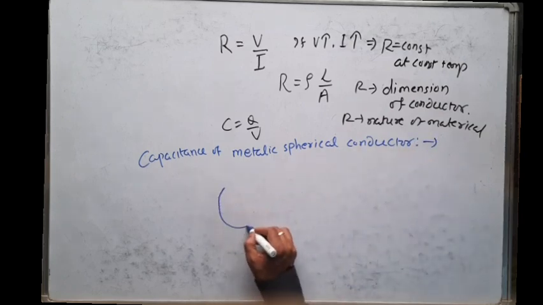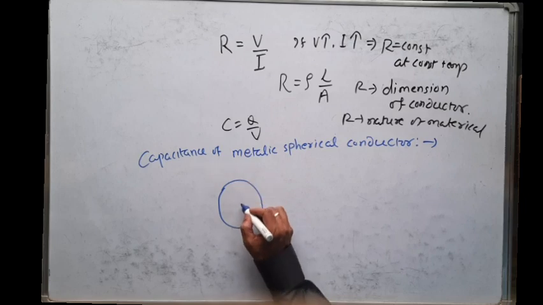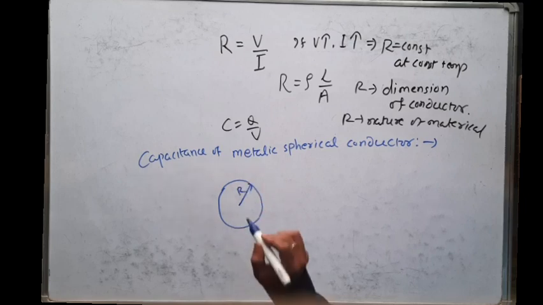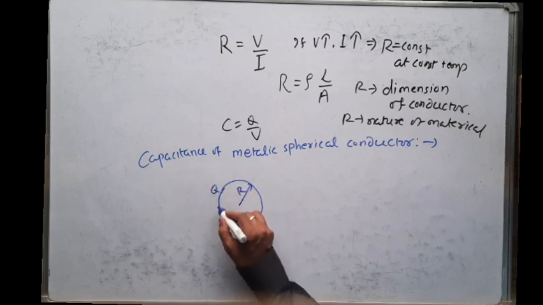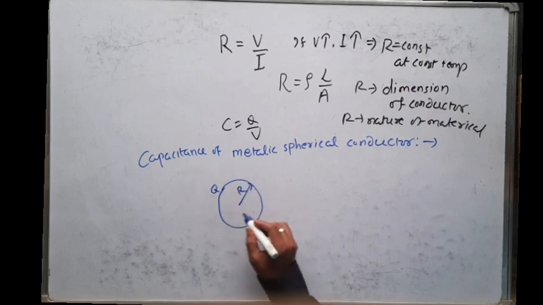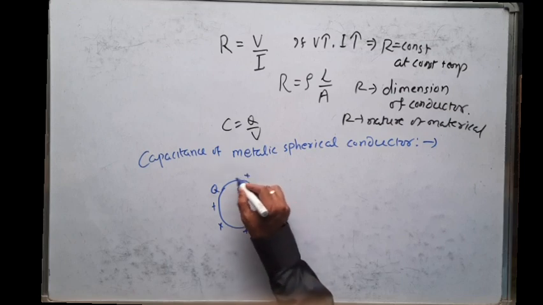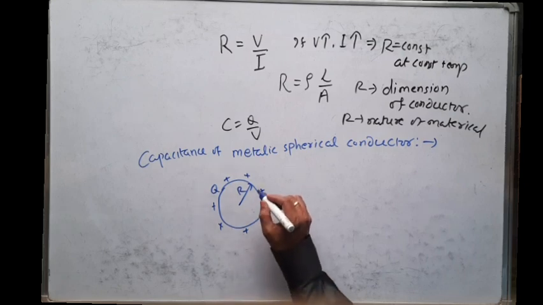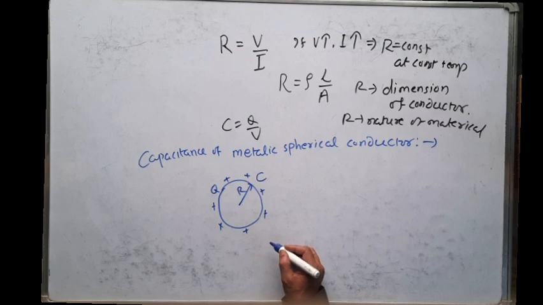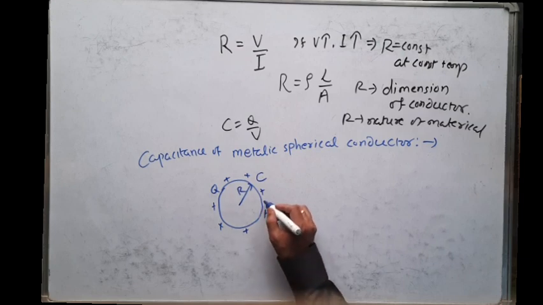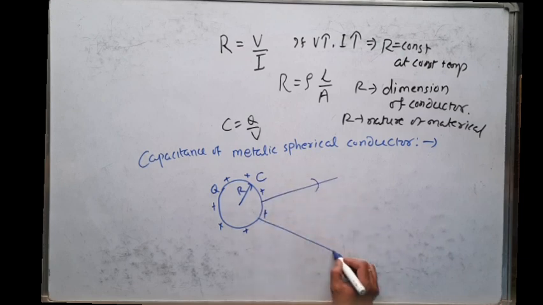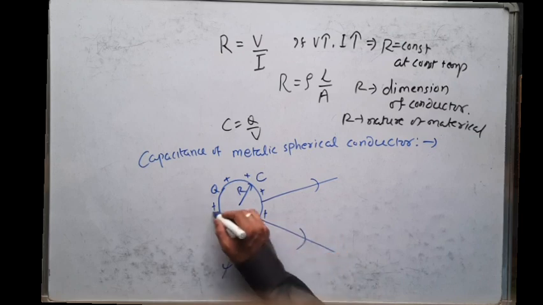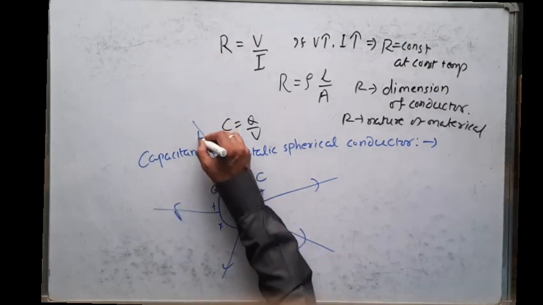Suppose this is a spherical conductor. The radius of the spherical conductor is R, and we are giving charge to this spherical conductor. Since it is a conductor, all charge will reside on the surface, according to Gauss law, as we have already proved. So let us say the capacitance of this capacitor is C. Now the electric field will start from positive and end at infinity.